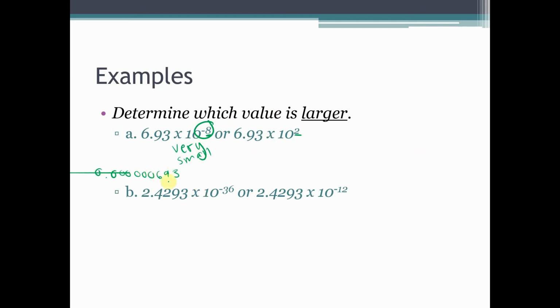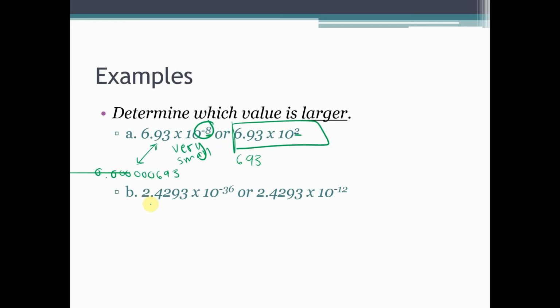This is 0.000000693. Might have miscounted a little bit, but essentially these are the same thing. This is real small. Over here, we've got a positive exponent, which means this is actually 693. So this is much bigger. This is our larger value. If you need to write this out, you can, but sometimes the exponents get a little harder to count out all those zeros. So just think about it: very negative exponents are very small, positive exponents are bigger.